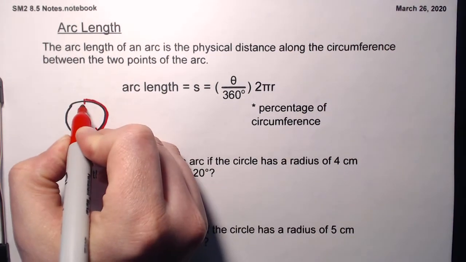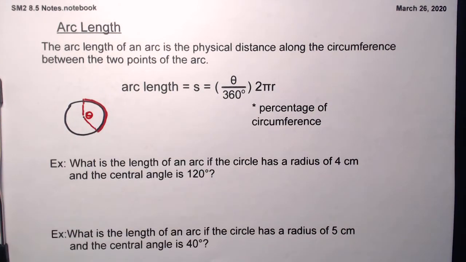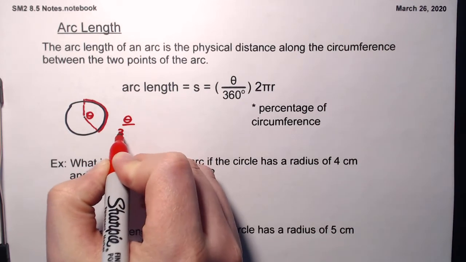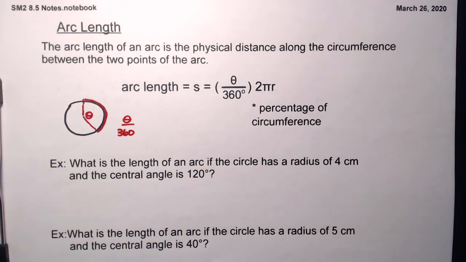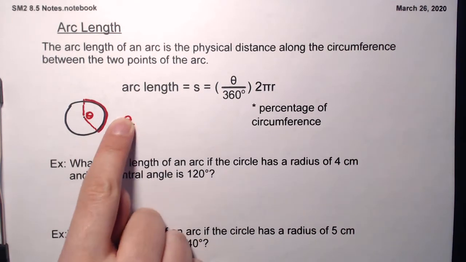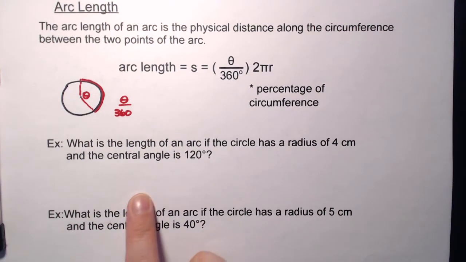Because remember, if I were to draw the radii in there, the percentage that this arc is, is just theta divided by 360. So I'm going to say, okay, take the whole circumference and multiply it by just that percentage. So for our example, what is the length of the arc if the circle has a radius of 4 centimeters and a central angle of 120 degrees?